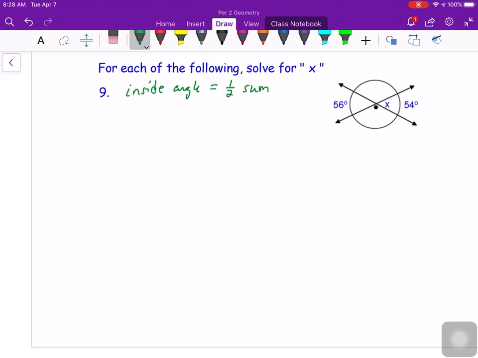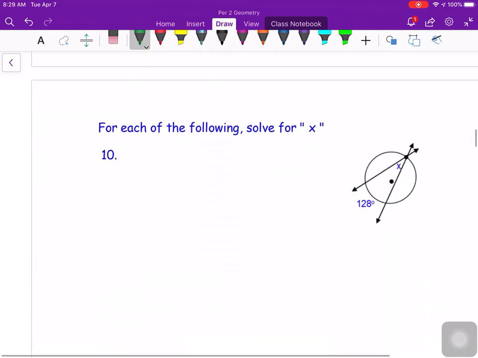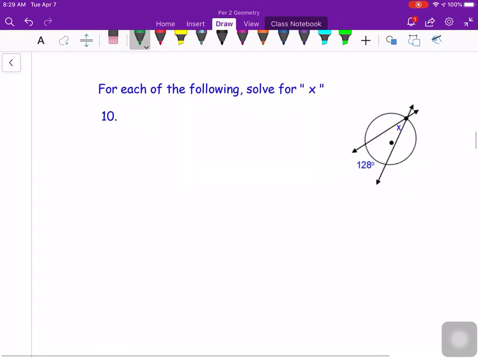The next one is what we called an inside angle. An inside angle is equal to half the sum of the arcs. And the two arcs that we're working with here are this one and this one. We already knew those, so the X would equal 1/2 of 56 plus 54. My X will equal 55 degrees.